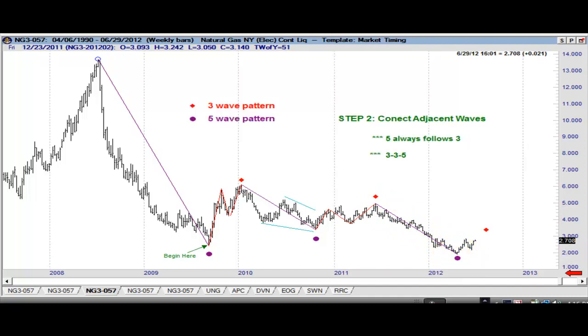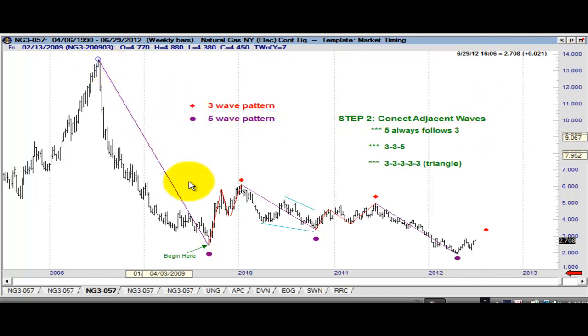Step number 2, connect adjacent waves. The purpose of connecting adjacent waves is to see which way the market may be moving and then form a thesis in step number 3. However, let's go through each step before we form our thesis. 5 always follows 3. If we have a 5-wave decline here, another 3, then we should expect a 5-wave decline. We have this wave structure which would appear to be incomplete.